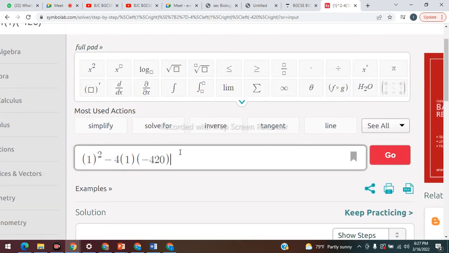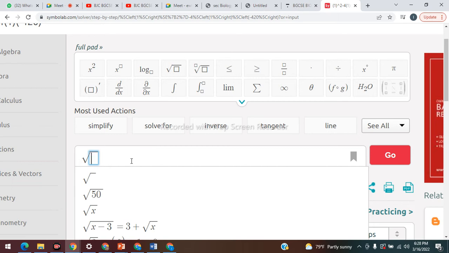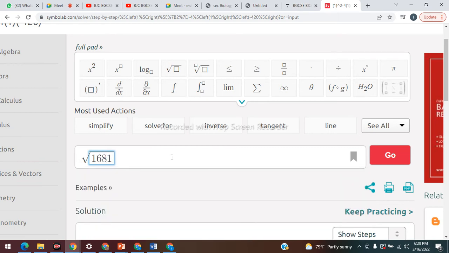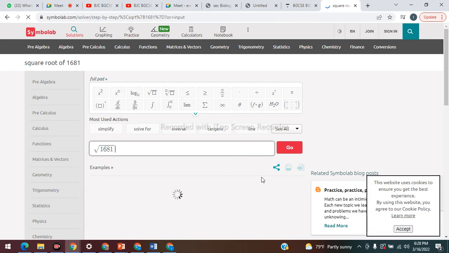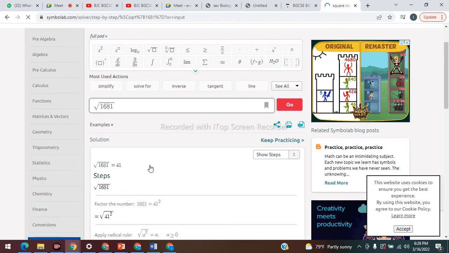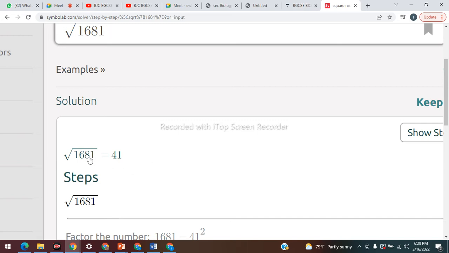The square root of 1681. What is that? I can't hear you. Can you say it again? I say the square root of 1681. What is that? 41. Is it 41? Yeah, 41. Okay, 41. The square root of 1681 is 41.